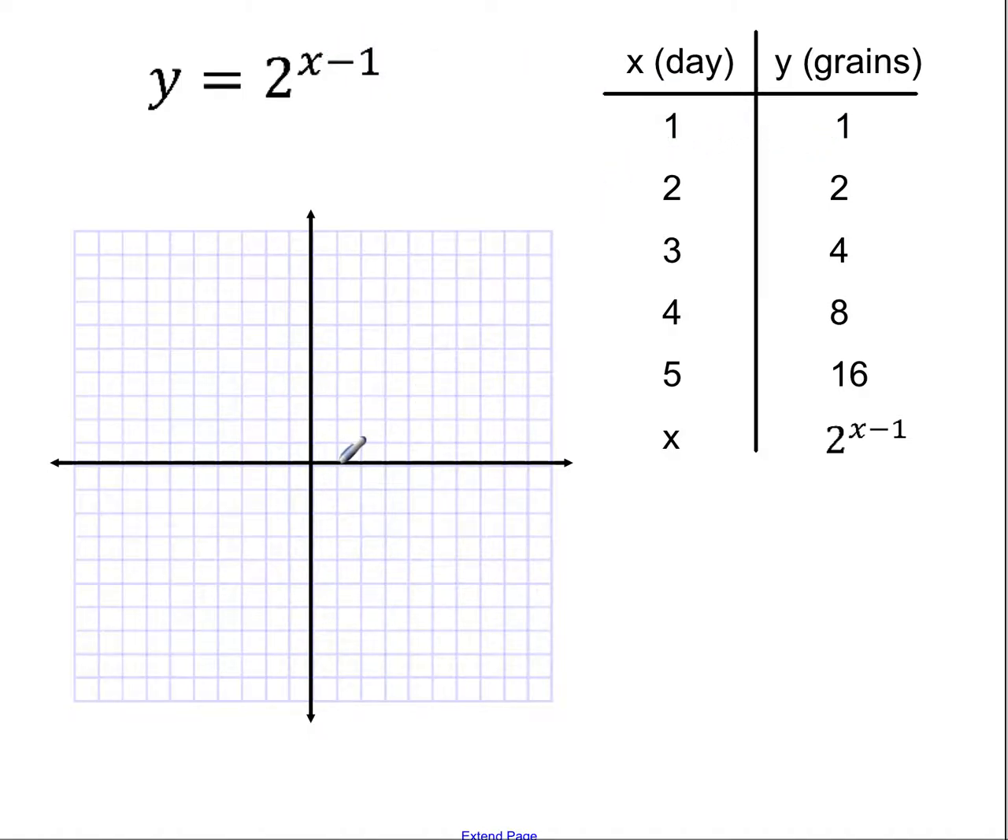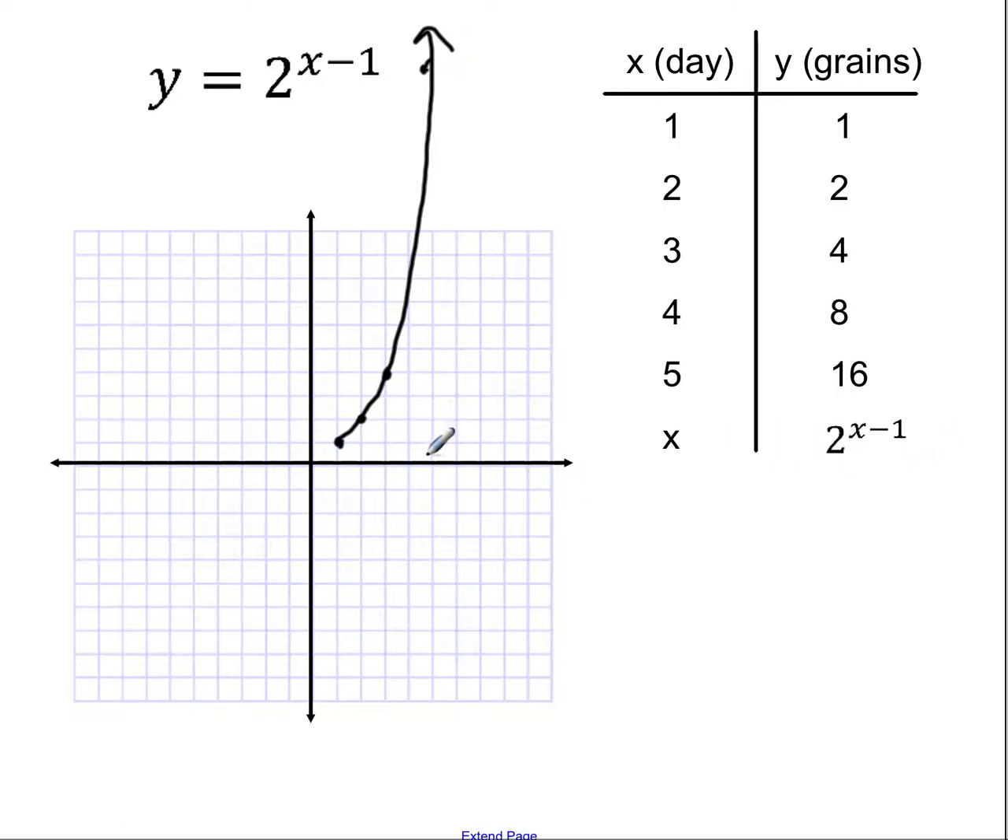On the first day, 1 grain of rice. On the second day, 2 grains of rice. On the third day, 4 grains of rice. On the fifth day, 16 grains of rice. So it shoots up very quickly, and it's a curve. It's called exponential growth.